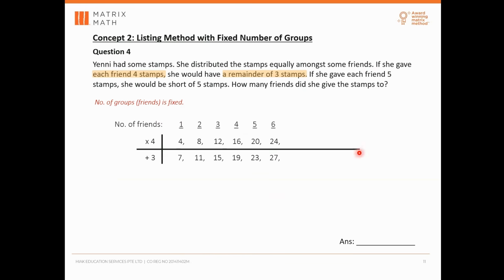What about the second scenario? In the second scenario, if she gave each friend 5, it will be times 5, short of 5. Minus 5, because it's a short of 5, which means it's a shortage, not extra. So shortage will be minus. And fill up these 2 rows. I'll let you all fill up these two rows, and then if you have gotten your answer, you just key in the chat, okay?